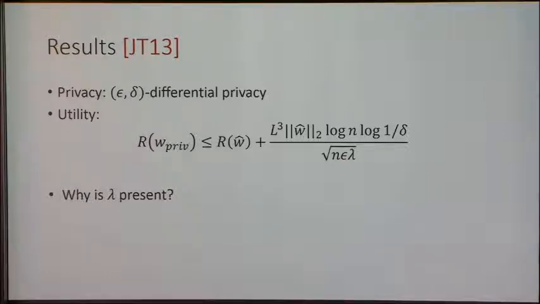Now here is one thing which at first seems very surprising: why do we have a lambda here, whereas in earlier bounds we never had a lambda? If you put lambda to be infinity, then the excess risk goes to 0.